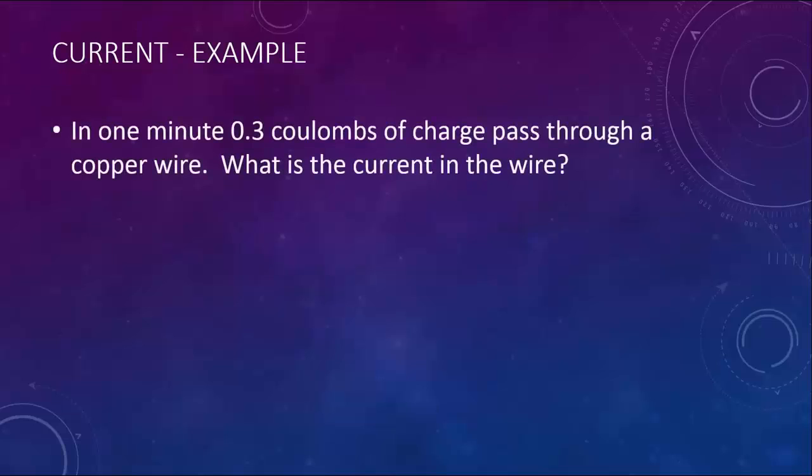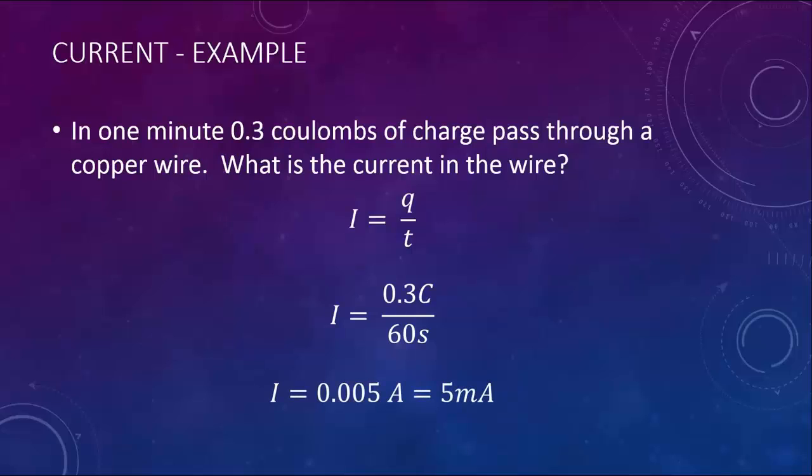Let's take a look at an example. In 1 minute, 0.3 coulombs of charge pass through a copper wire. What is the current in the wire? Well, we start with our equation. We know we have 0.3 coulombs, and we have 60 seconds. Not 1 minute, 60 seconds. Here we can see that our current would be 0.005 amps, which would also be known as 5 milliamps.